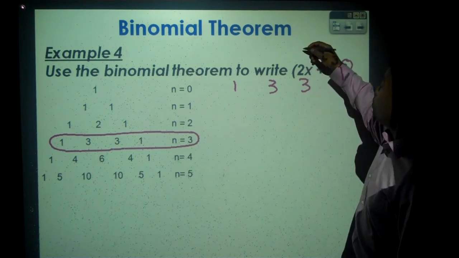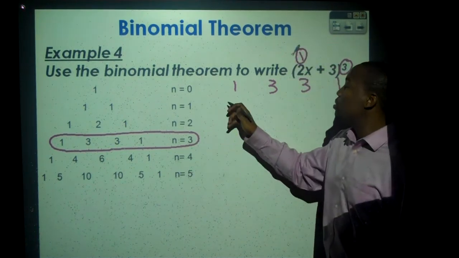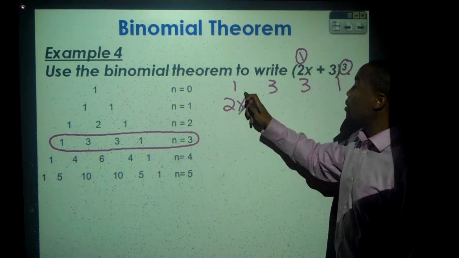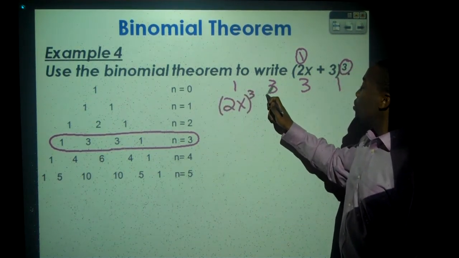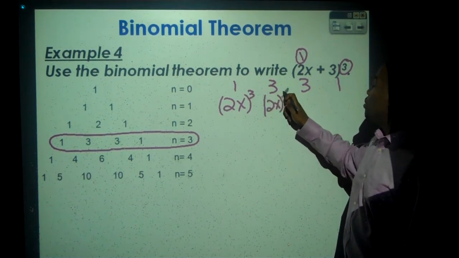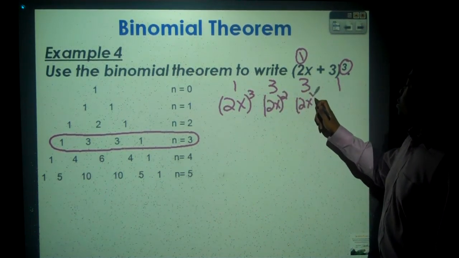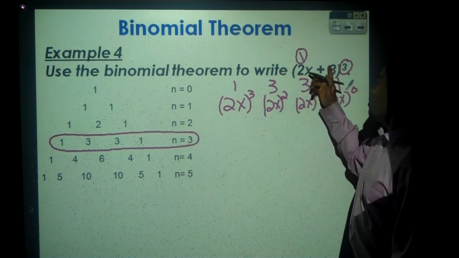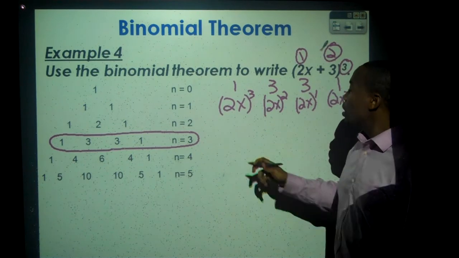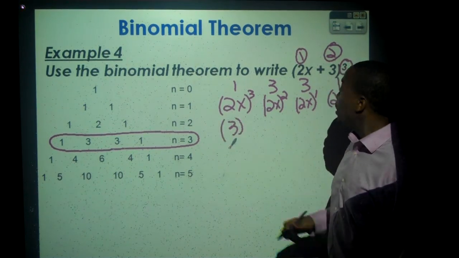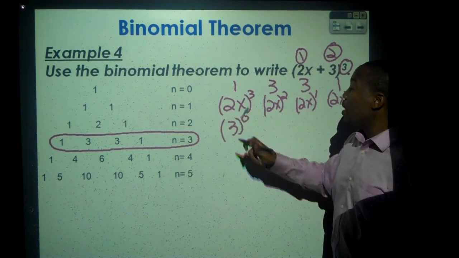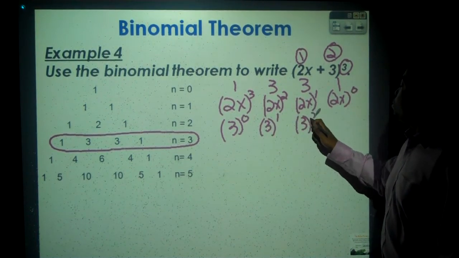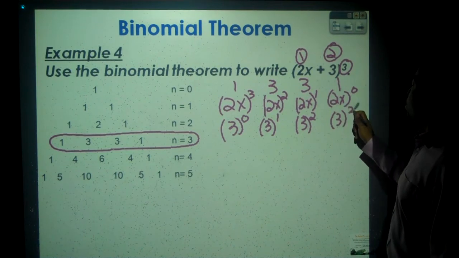Now we're going to bring our monomial. So the first monomial, we're going to do 2x here. And we're going to start at 3, and we're going to count all the way down to 0, as we said earlier. So (2x) to the 3, (2x) to the 2, (2x) to the 1, and (2x) to the 0. Done here. Then take the second monomial, and we're going to do 3, and we're going to start at 0, right? 3 to the 1, 3 to the 2, and 3 to the 3.